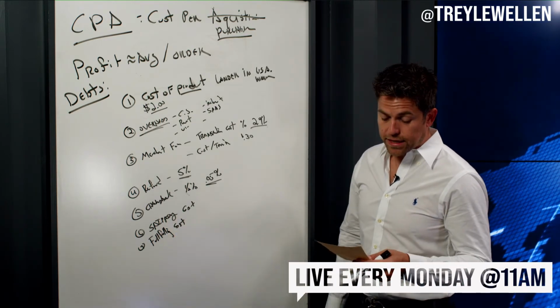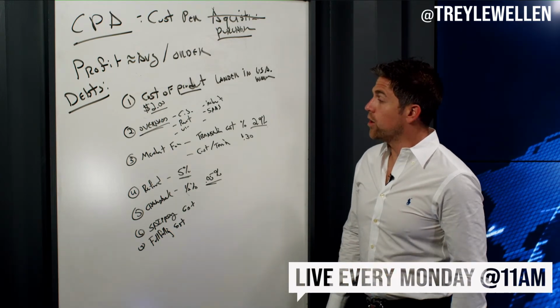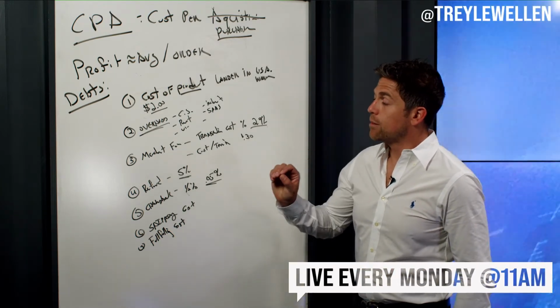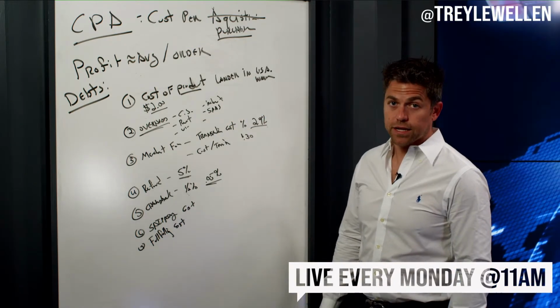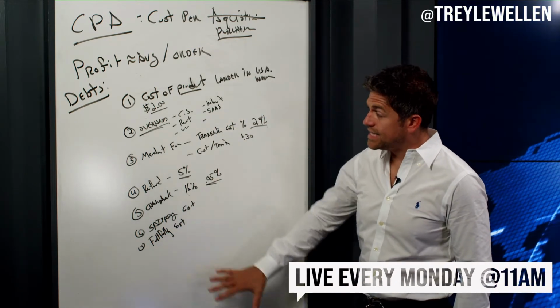So these are some things that I look at when we are going to place a product with an affiliate, all right? I need to know what my CPA is. So these are all my debts, all right?